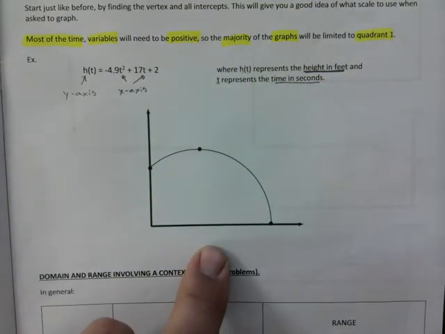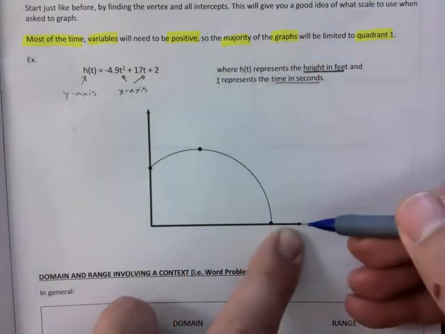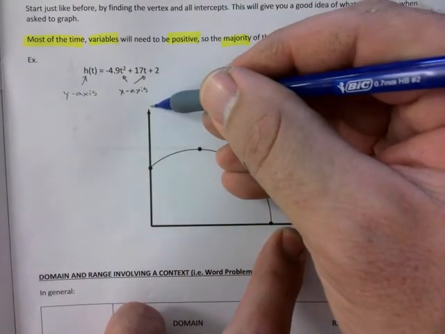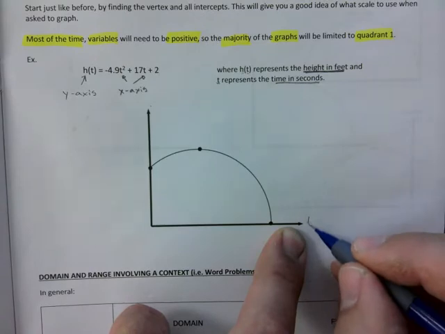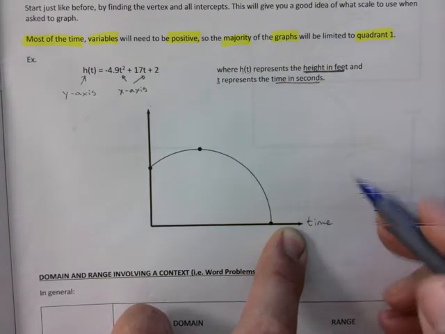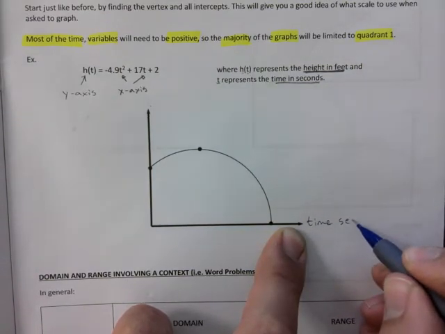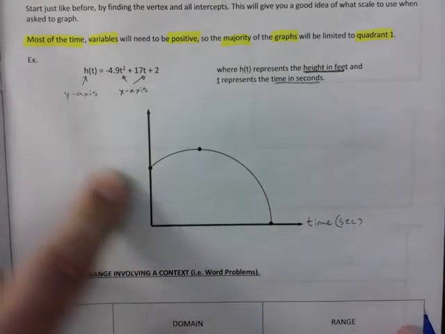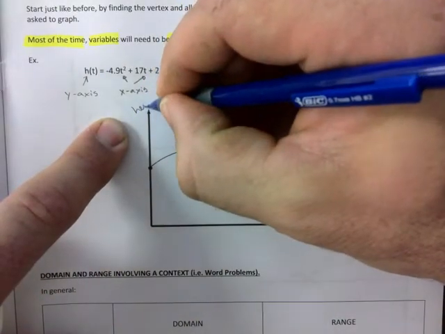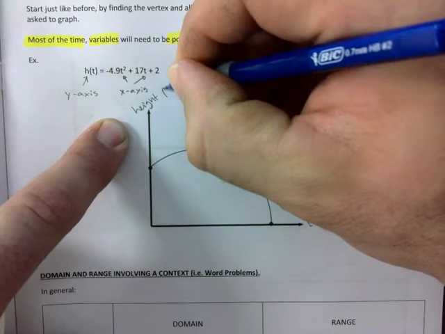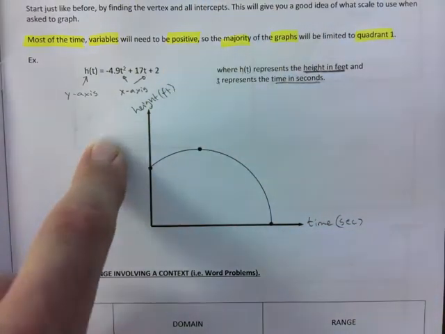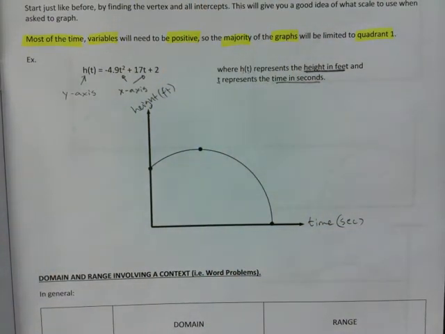Immediately you're not going to call this x and y from now on. If it's a word problem, you're going to call this time, and we're told it's time in seconds. And this is height, and it's height in feet. So you put the units in brackets. Even if it's money, like profit, you still have to put a dollar sign next to it.